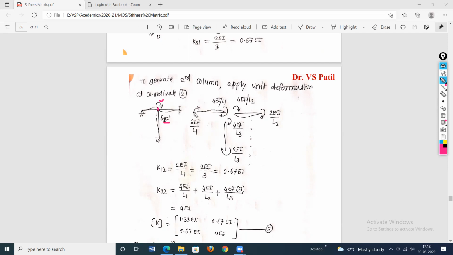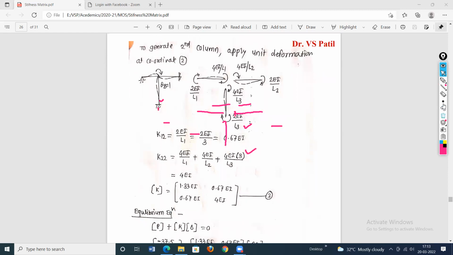Then draw this deformed shape separately. This is for AB portion, this is for BC portion, and this is for BD portion. At the point where the moment is applied, the moment will be 4EI by L1, and at the far end it will be 2EI by L1. For BC, at that point moment will be 4EI by L2, and at the far end 2EI by L2. For BD portion, at the point where the moment is applied it is 4EI by L3, and at the far end it equals 2EI by L3. So these are the end moments developed.